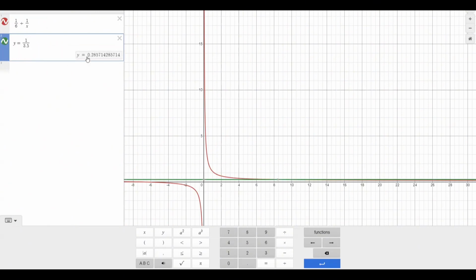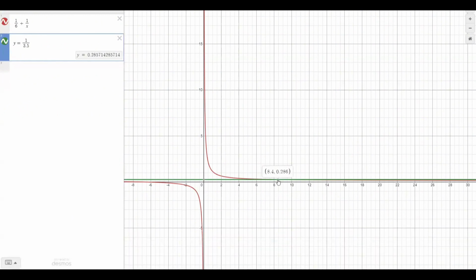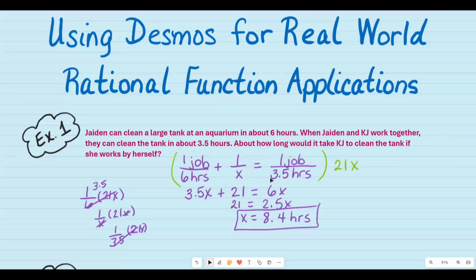Now, it tells me that y should equal 0.2857. So I'm going to look over here where the graphs actually meet, because the red one represents the left-hand side of my equation, and then the green one represents the right-hand side. Where they're intersecting, that's my answer, my x value. So where y is 2.286, which is this rounded, then this is my correct answer, 8.4, which we already said once we worked it out manually.